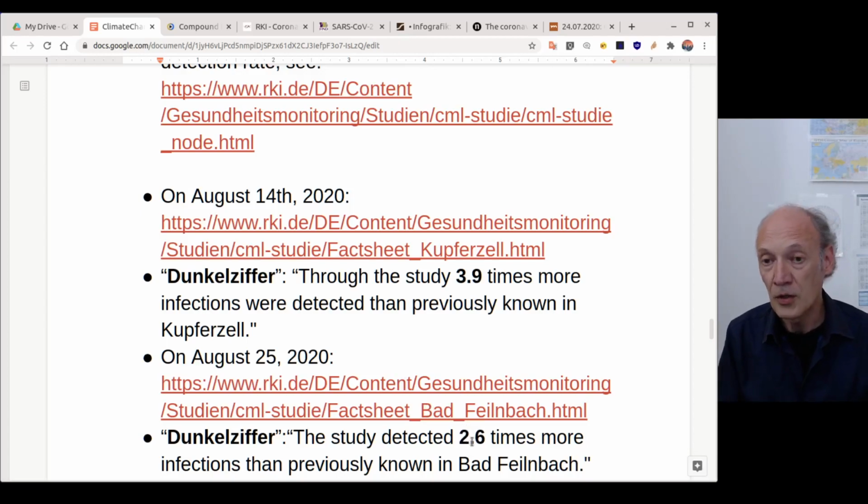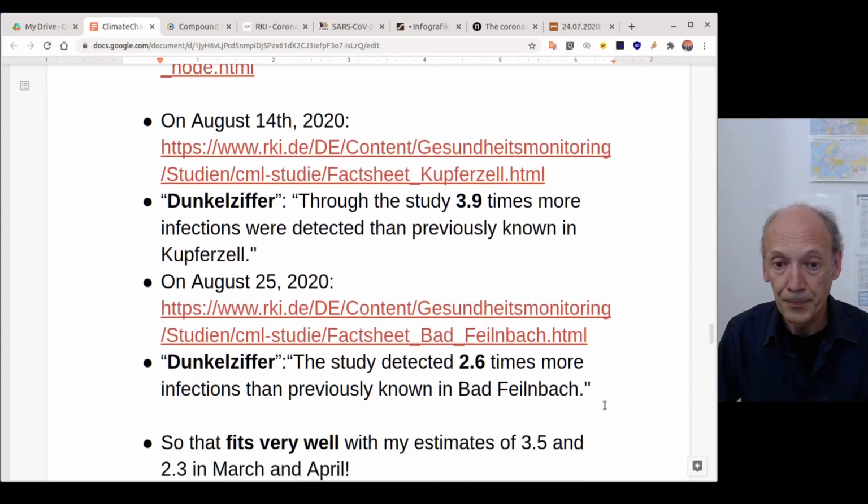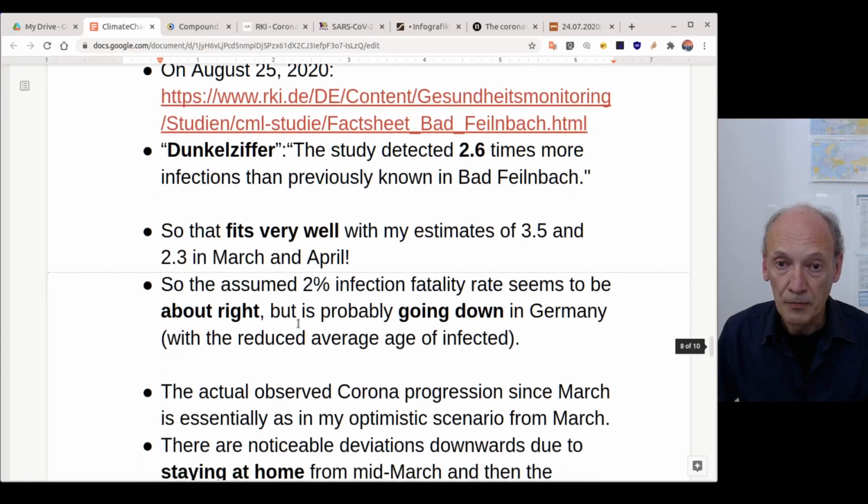So this is actually very close to my numbers, and that shows that this assumption of those 2% for the infection fatality rate is actually a good estimate or a good assumption. Yeah, so it fits quite well, and that shows that this assumption works for my calculation. It's about right. This 2% is probably going down in Germany because of the reduced average age of infected recently. But then I assume it will also go up again.